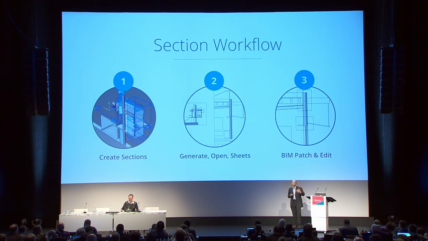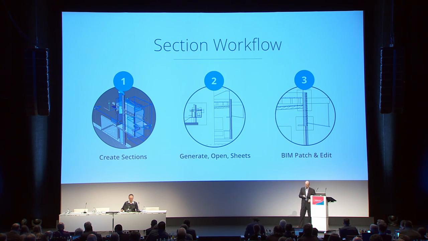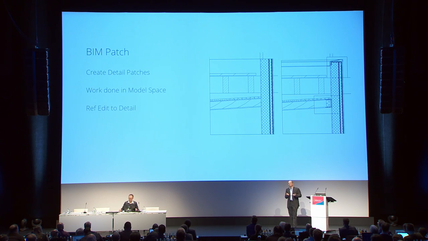So the three main pieces of this are creating the sections. You can generate the sections, and the commands are generate and open, and that creates layouts, and we'll show how you can bring multiple BIM sections into the same layout. Then you can use the BIM patch command, which we'll show, to create the details and how you can edit that, and how even if you adjust the BIM, those details are moving with it. And BIM patch just allows you to focus where you want to have detail on the model.